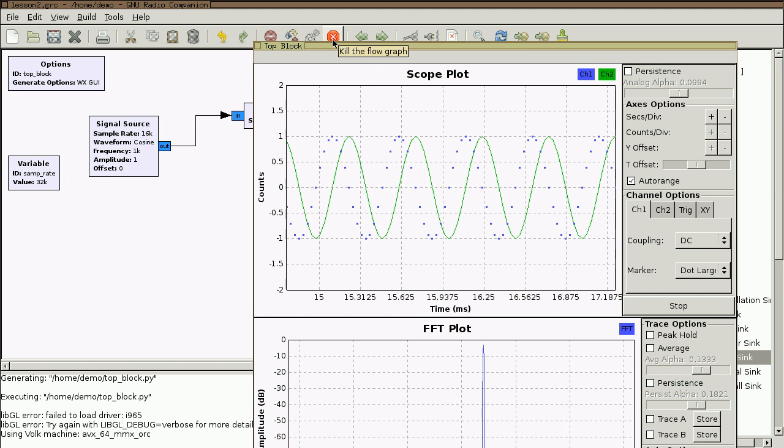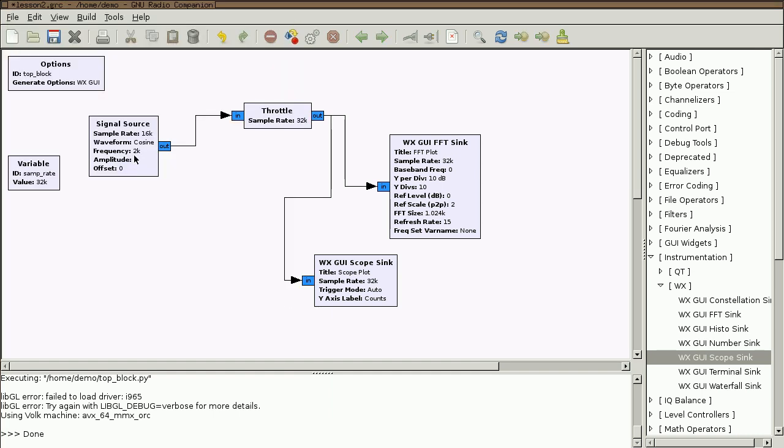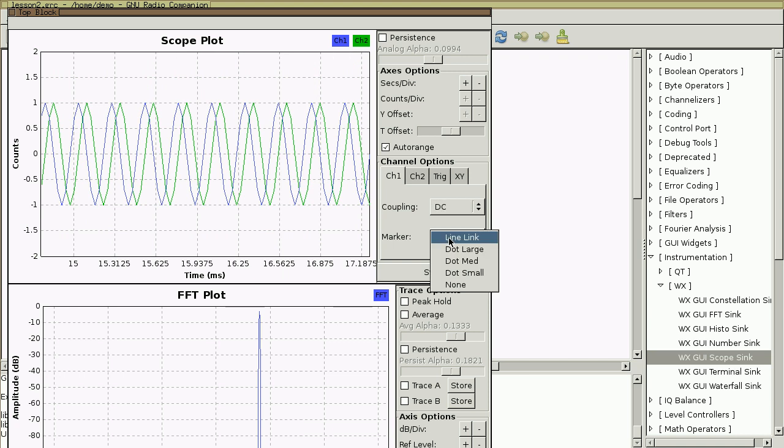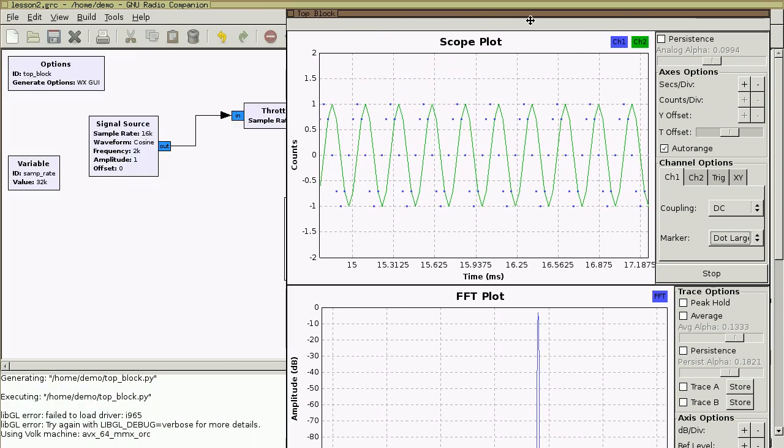Interesting. What if we were to increase the frequency? Let's increase the frequency here to 2,000. Now the sample rate of our signal source is 16,000 and the frequency is 2,000. So that's a ratio of 16 to 2, or a ratio of 8. And if we look at our dot large, hey, look at that. We have 1, 2, 3, 4, 5, 6, 7, 8 samples per period. So it turns out that this signal source produces a number of samples per period of its cosine equal to this ratio of sample rate to frequency.